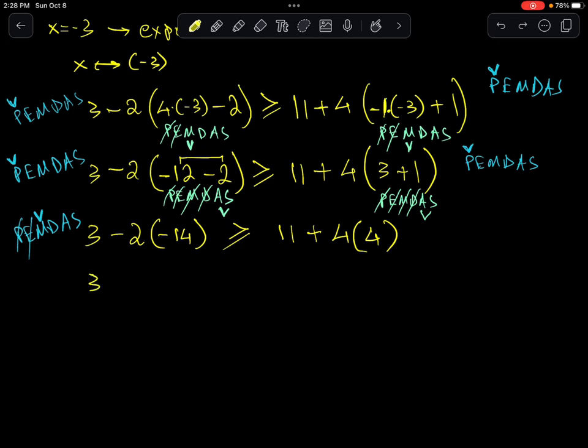So 3 drops. Now negative 2 times negative 14, let's start with the signs. Negative times a negative, positive. 2 times 14, 28. Done with the right hand side. The inequality and equality symbols drop.